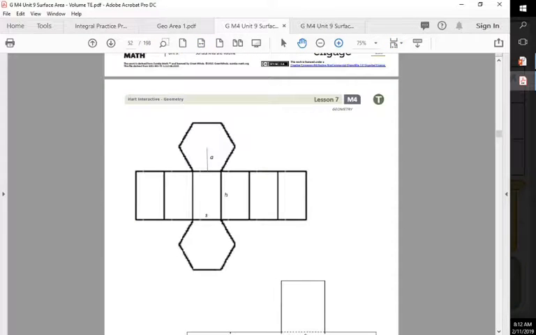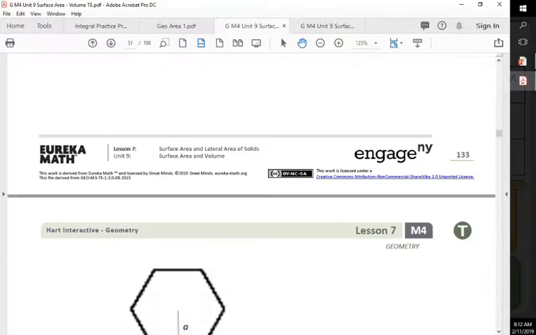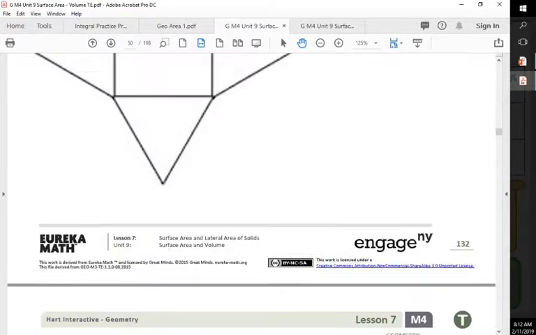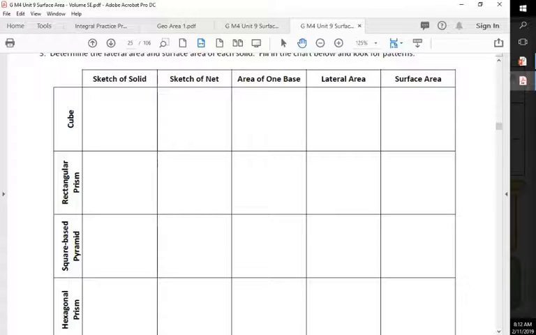Use the markings that are already on the shapes, like this A, this H, and this S, to write your formulas. Okay, so here we have an R and an H, and then an S and an H. Use those letters to write your formulas right here.